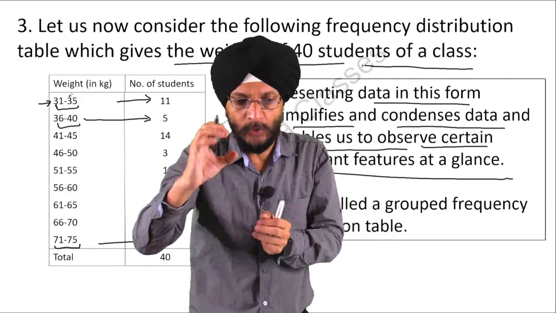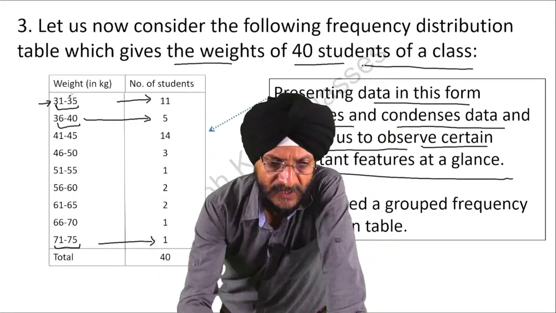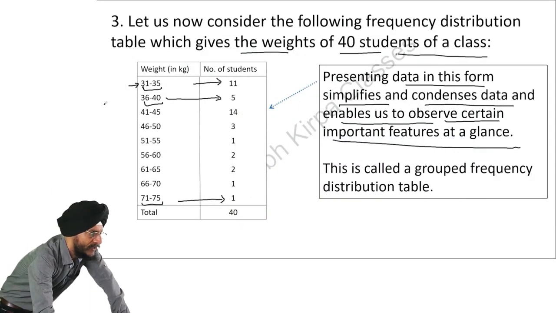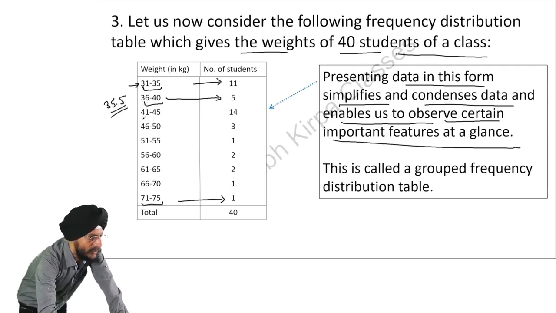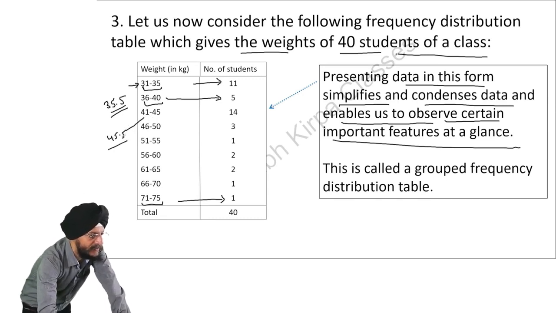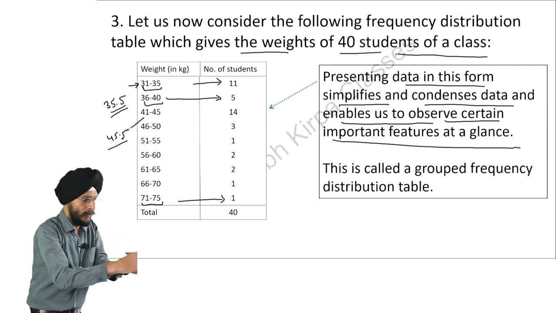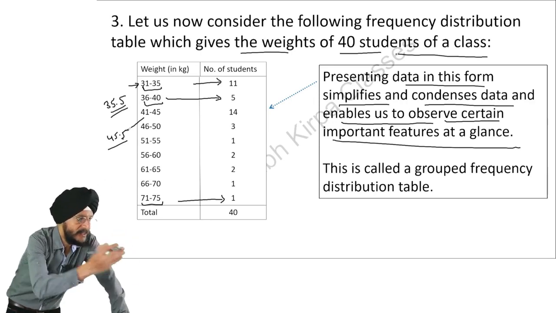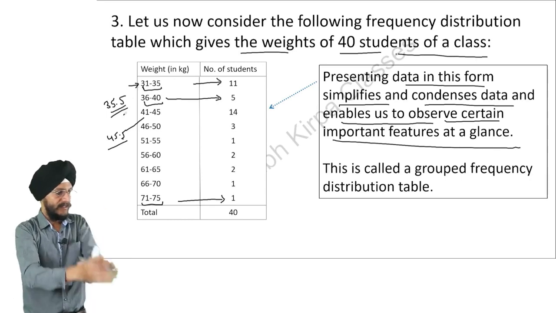We can arrive at some conclusions, but here is again a problem. What is that? Suppose a new student comes for admission and he has a weight of 35 kg 500 grams, and another student comes who has a weight between 45 and 46, that is, he has a weight of 45 kg and 500 grams. Now where will you put them? Because there is no group where we can add these 2 students. Now we will see it in the next example.